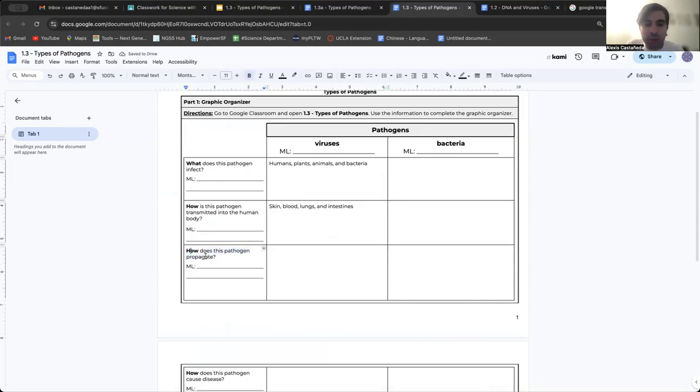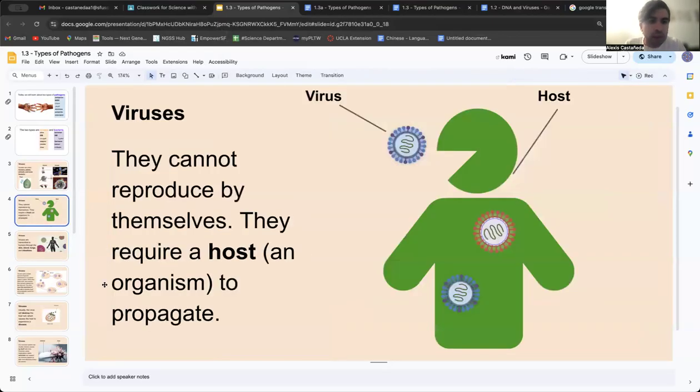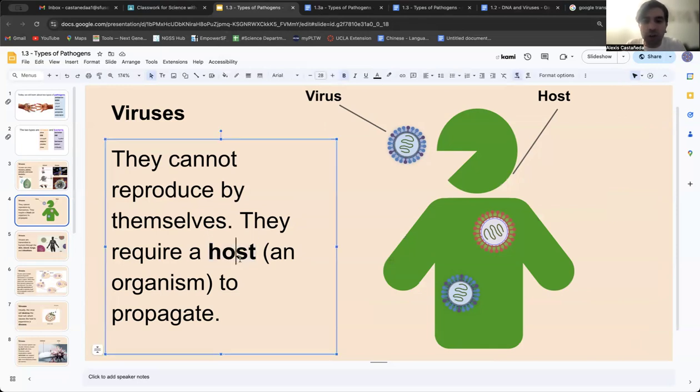How does this pathogen propagate? Propagate is like, when you first get sick, there's some amount of pathogen, but eventually you get sick a lot, and then it decreases. So how does that sickness get worse first? In order for it to propagate, to reproduce and create more copies, it uses what's called a host.